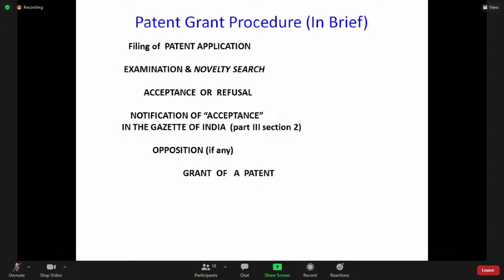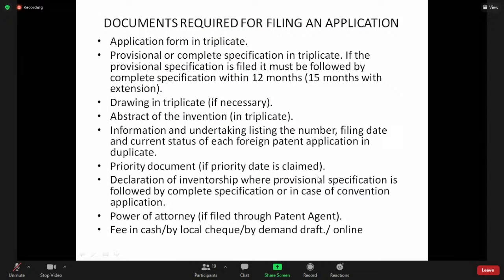If there is some opposition, suppose you did the work together with two people and you filed it alone, then another person may oppose your patent, right? If opposition is not there, then you may get the patent. So this is a simple procedure, but it takes an entire day to describe how to file a patent in our country, right? What are the documents required for filing?